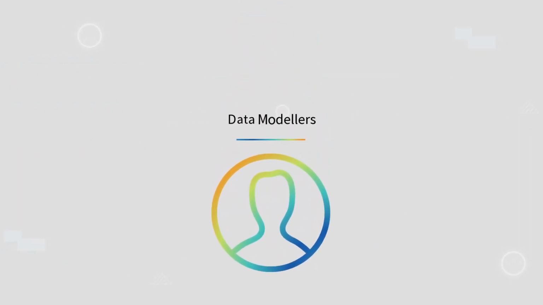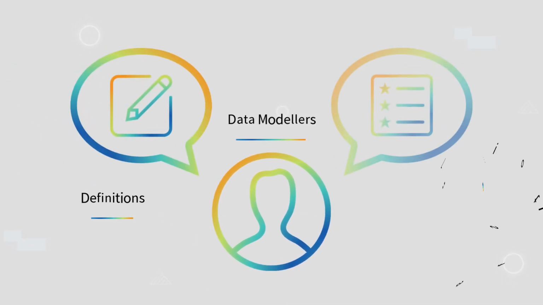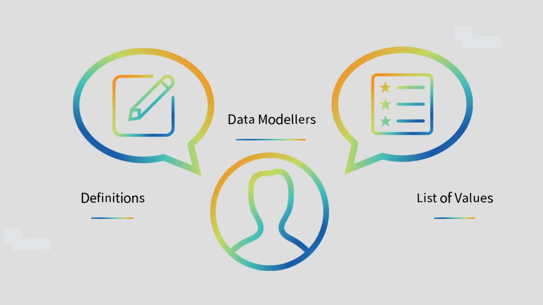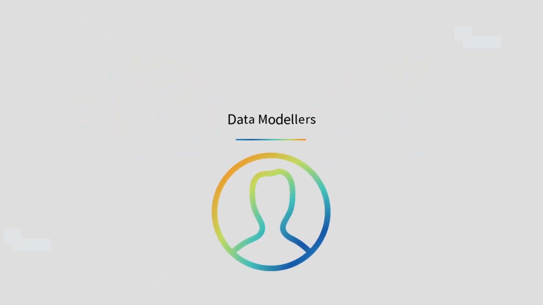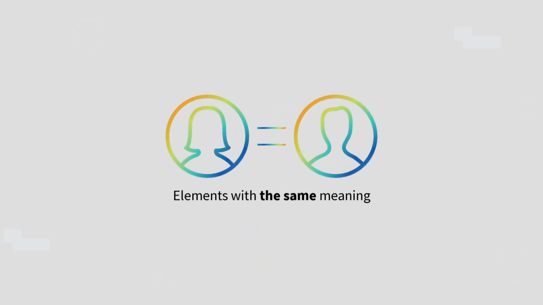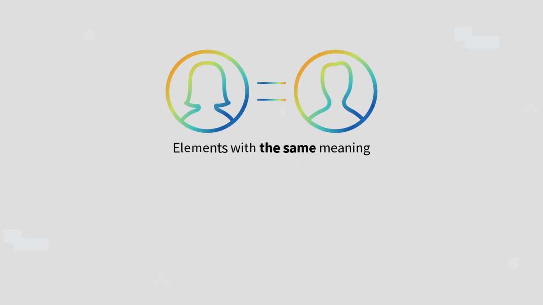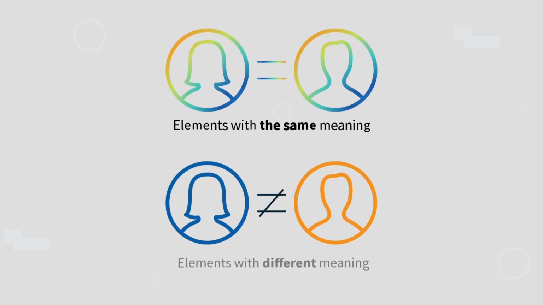In other cases, data modelers must work with new elements, but coming up with definitions or lists of values with correct terminology out of thin air is not easy. Other various challenges may arise along the way. For example, determining whether two elements are twins, have the same meaning, or are actually just lookalikes with subtle differences.